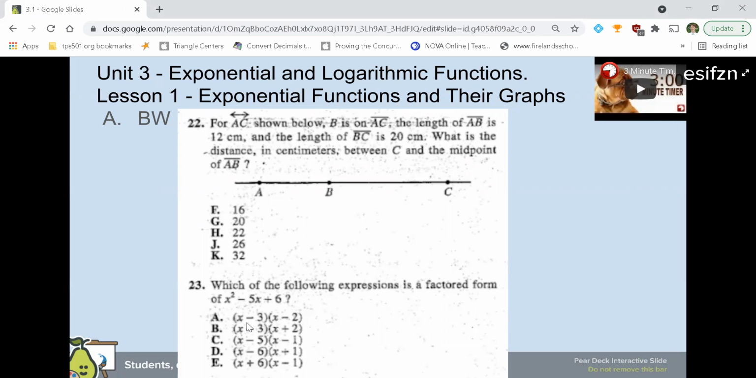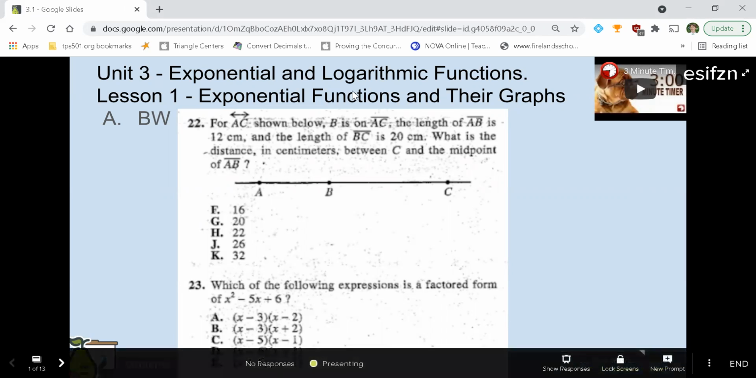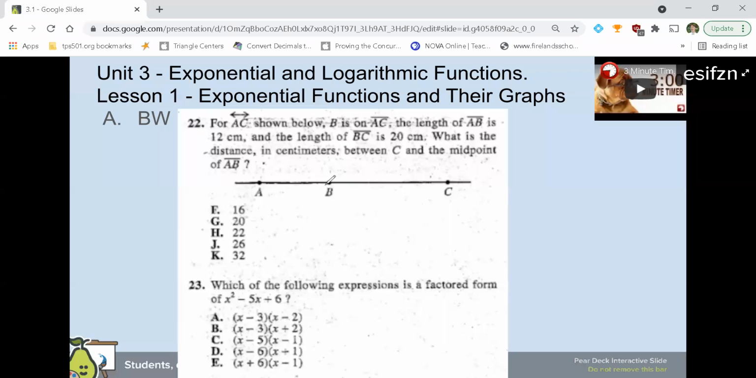All right, let's go over. For the line AC shown below, B is on AC. The length of AB is 12. The length of BC is 20. What is the distance in centimeters between C and the midpoint?